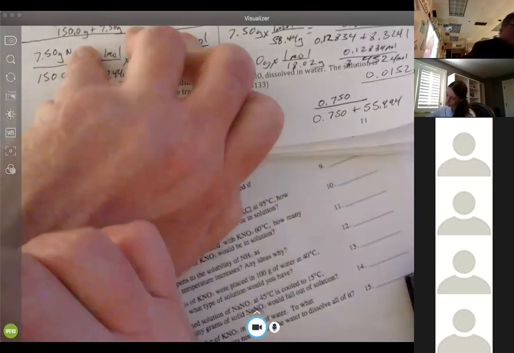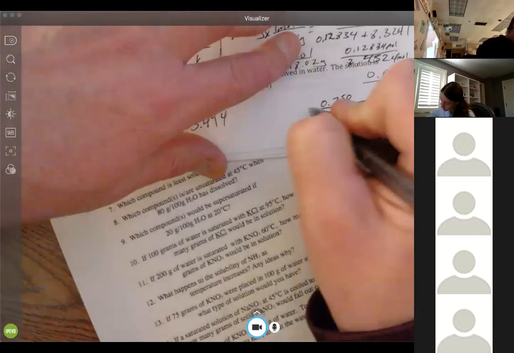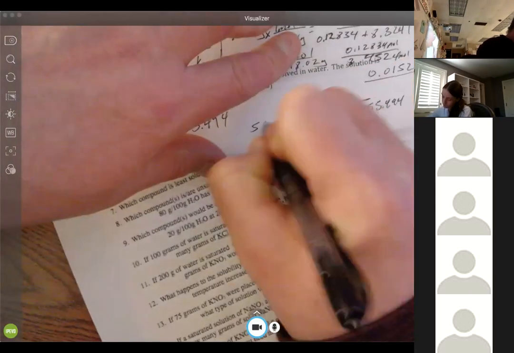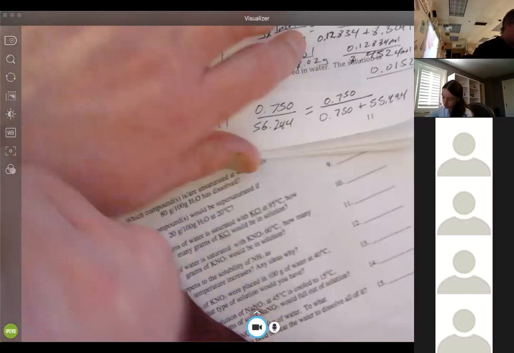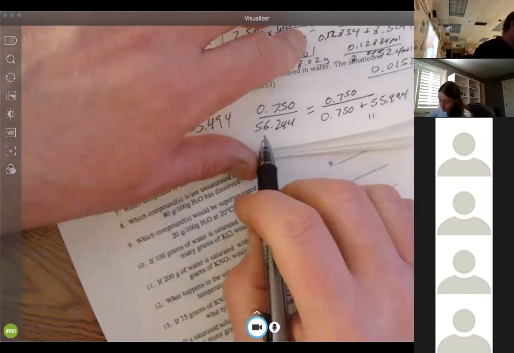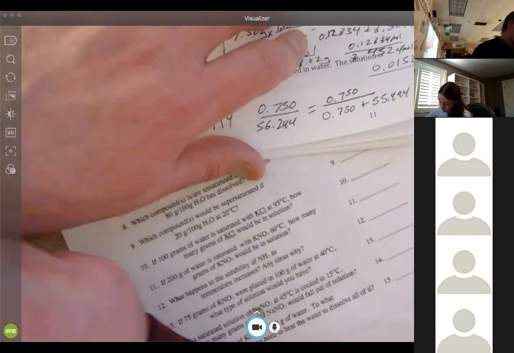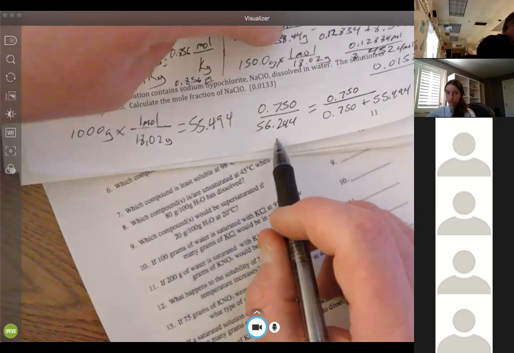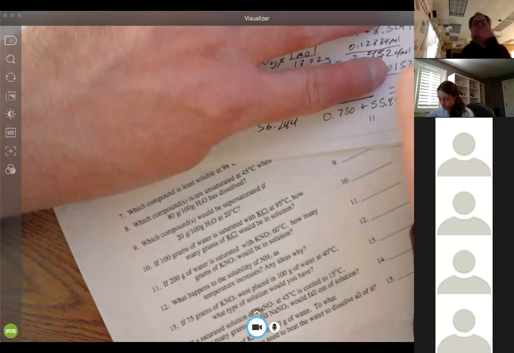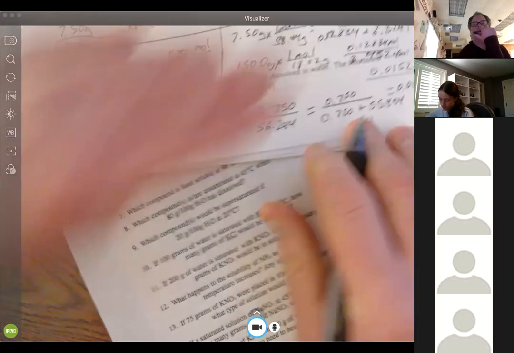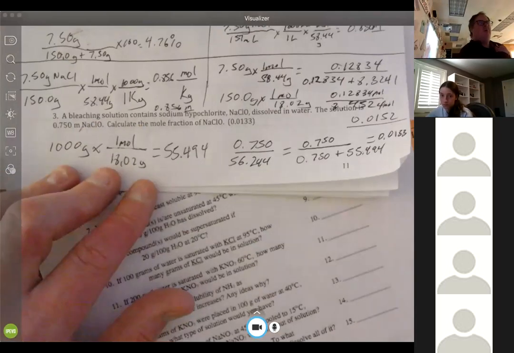55.494 plus 0.75. That would be 56.244. 0.750 divided by 56.244. The answer is about 0.01333. Again, the units cancel out, leaving us with 0.0133, a mole to mole ratio.